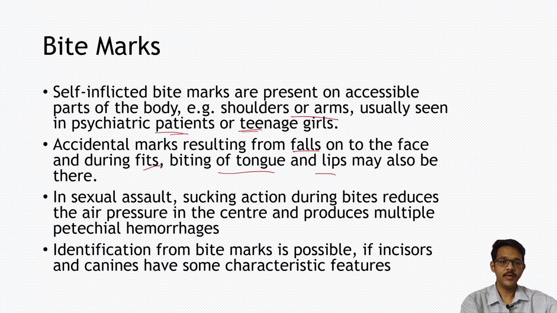In sexual assault cases, the sucking action during bites reduces the air pressure in the central area and produces petechial hemorrhages. So, as I told you, in the region between the two semicircular bite marks, because of suction, sometimes petechial hemorrhages may be seen. Petechial hemorrhages are nothing but pinpoint hemorrhages seen because of rupture of capillaries. Identification of bite marks is possible if the incisors have some characteristic features.